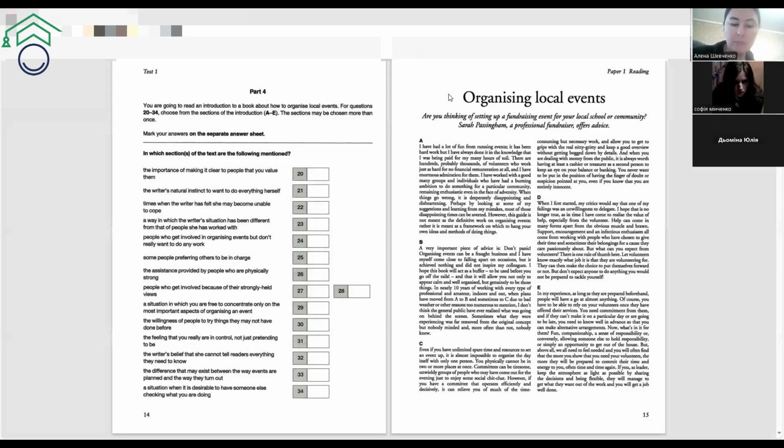So look at number 23. So in which section of the text are the following mentioned? Number 23, a way in which the writer's situation has been different from that of people she has worked with. Let's now look at the paragraph once again and find the place or places that tell us about a way in which the writer's situation has been different from that of people she has worked with.